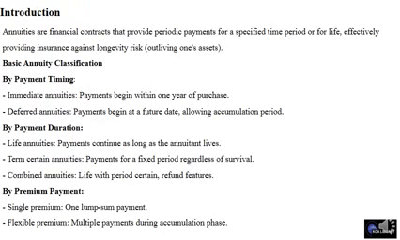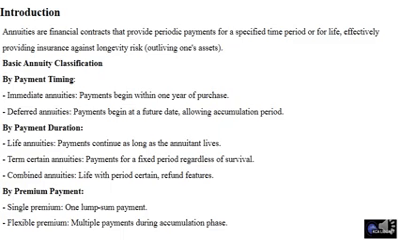Introduction: Annuities are financial contracts that provide periodic payments for a specified time period or for life, effectively providing insurance against longevity risks, that is, outliving one's assets. So they are financial contracts that provide payment for a specified time period or for life, effectively providing insurance against longevity risks.